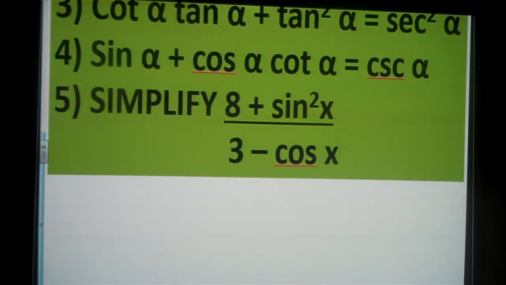Number 5, we're not given any clues for this one. This one actually looks kind of tough. Let me pause the video for a second.